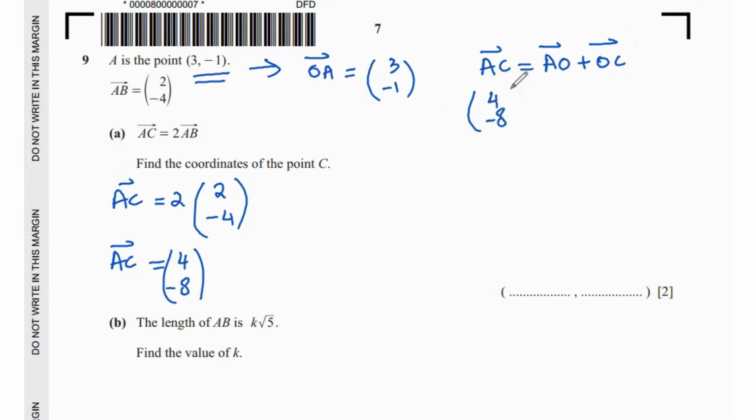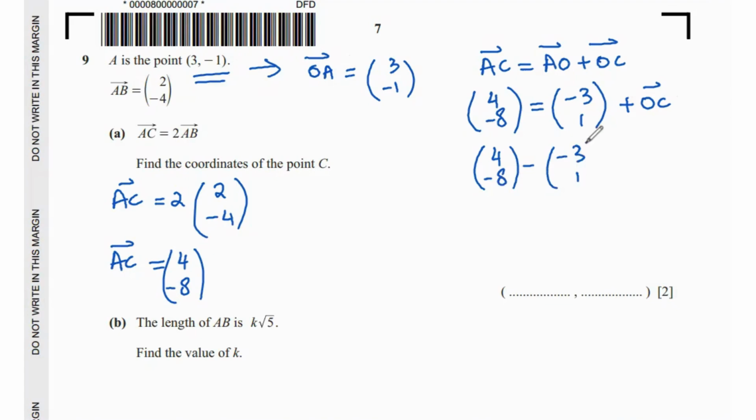So if you know that AC is 4, -8, AO is the opposite of OA. So when you change the direction of the vector, what happens is the values become opposite. By opposite, I mean their sign changes. So if something is positive, it becomes negative and vice versa. So 3 will be now -3 and -1 will be 1 plus OC. So now we move -3, 1 to the other side. So 4, -8 minus -3, 1.